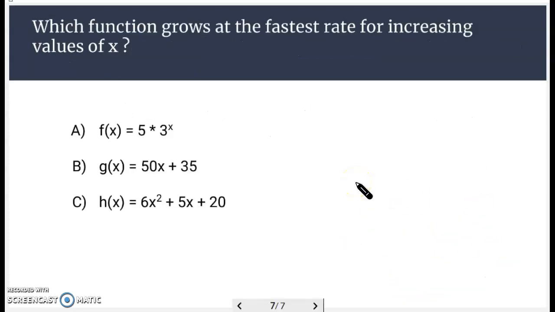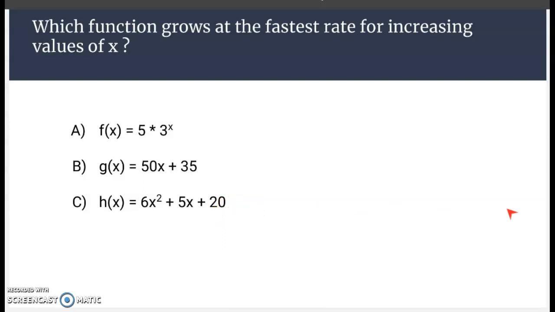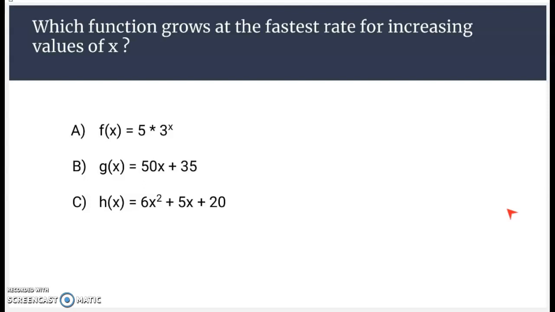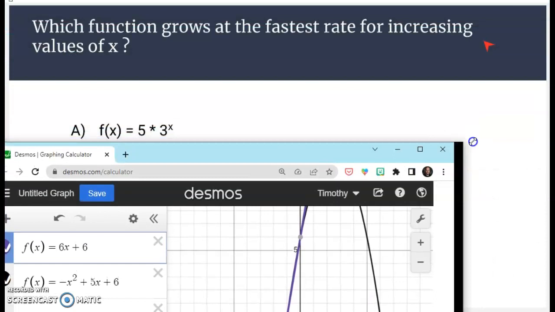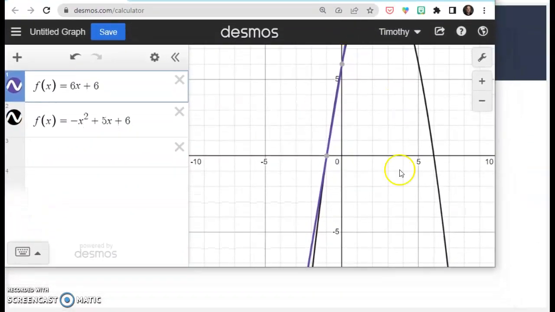Alright, and this one talks about how fast a function is growing. Now we got 3 functions here. We have an exponential function, we have a linear function, and we have a quadratic function. Now, we could take the time to graph all of those on Desmos, and you would want to look for the one that is in fact steeper. Alright, let's bring Desmos into this, and what we'll do is type in each of those functions.